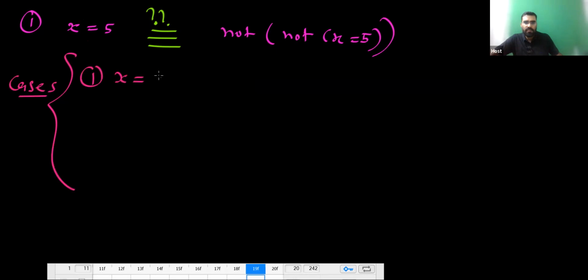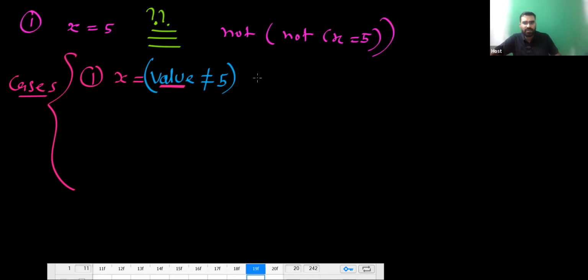Yes or no? When x is some value other than 5. This is your case 1. Agree or not? When x is some value other than 5, x is a value other than 5.